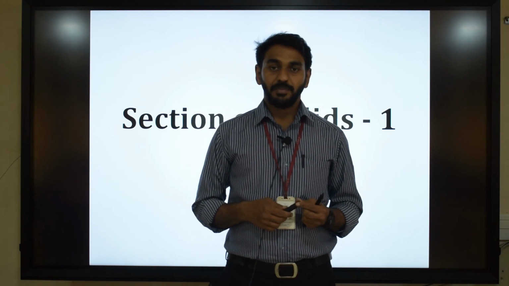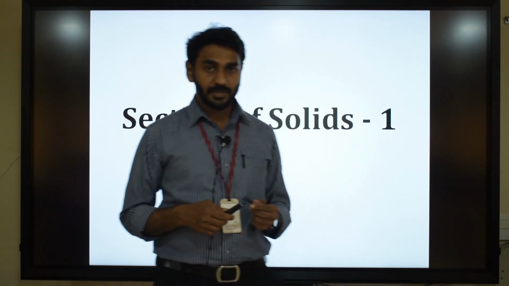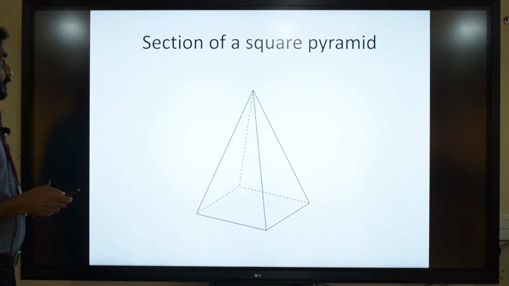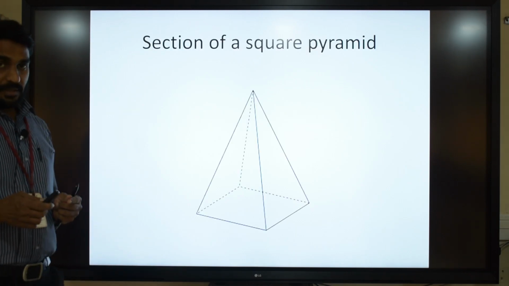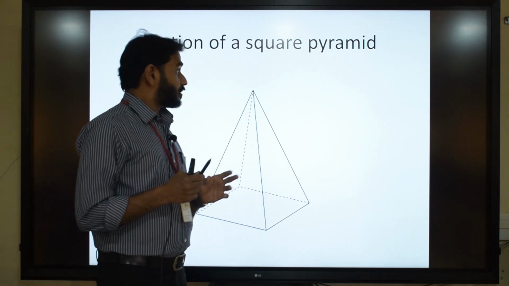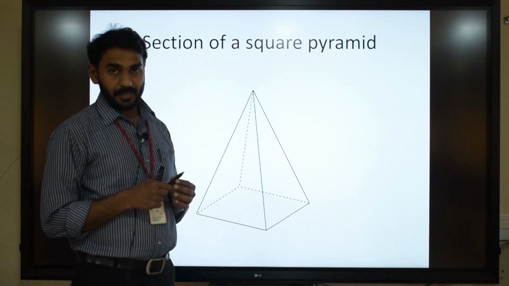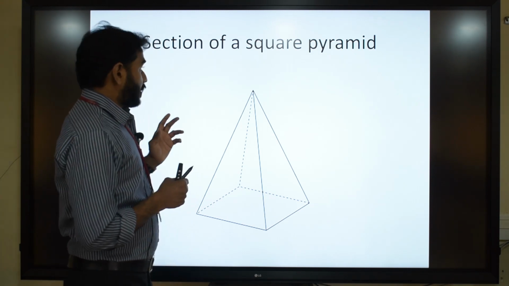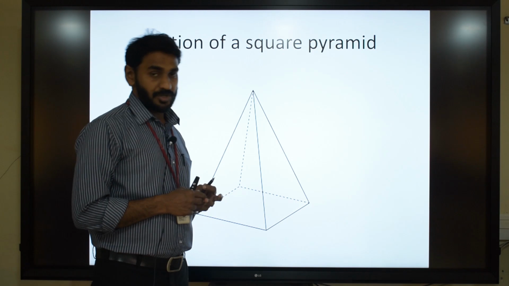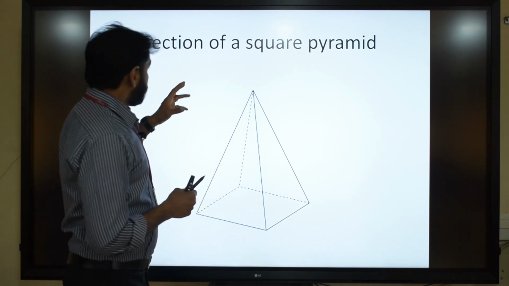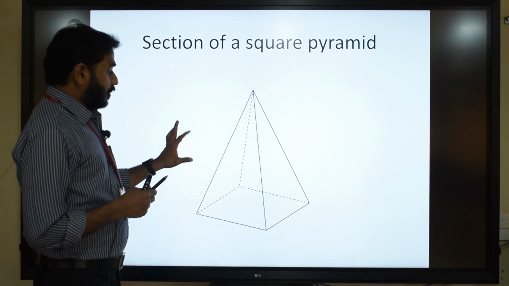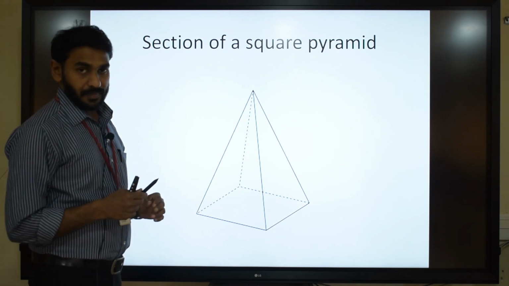In this lecture, we will be discussing the topic from section of solids. To explain the concept of section of solid, let us consider the example of a square pyramid. As you know, a solid is a three-dimensional object having length, width and height. So here, if you observe the square pyramid, you can see only the exterior details of the solid.